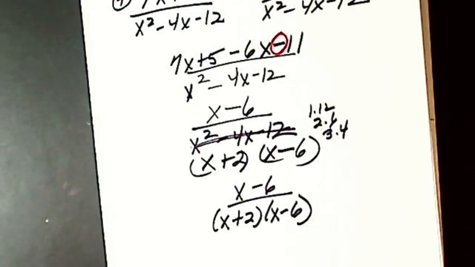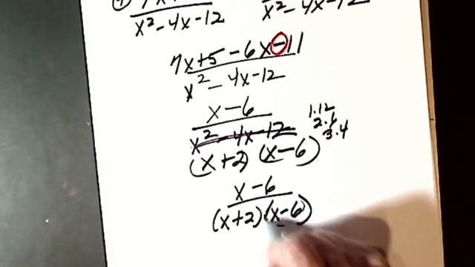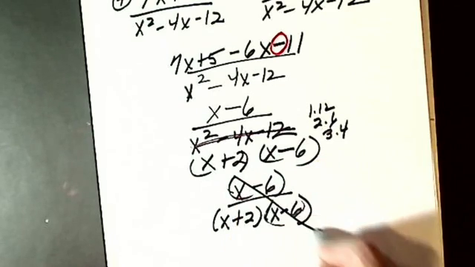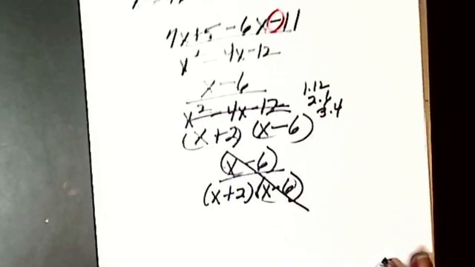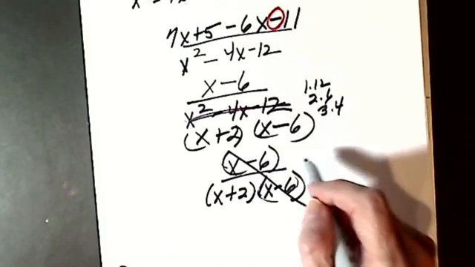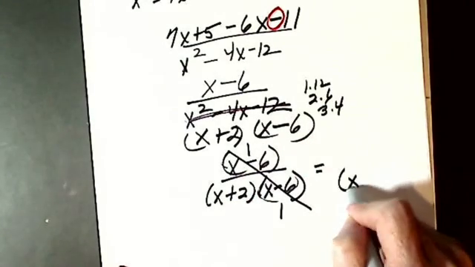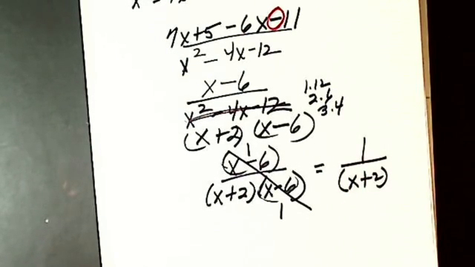So now I have to decide, can I cancel my x minus 6's? If they're factors, I can. If they're terms, I can't. This is all stuck together as a factor. This is stuck together as a factor. I can cancel my x minus 6's. Then, after all that, is my answer x plus 2? No, because I'm really getting ones. So, a denominator stays a denominator. So, my answer is 1 over x plus 2.